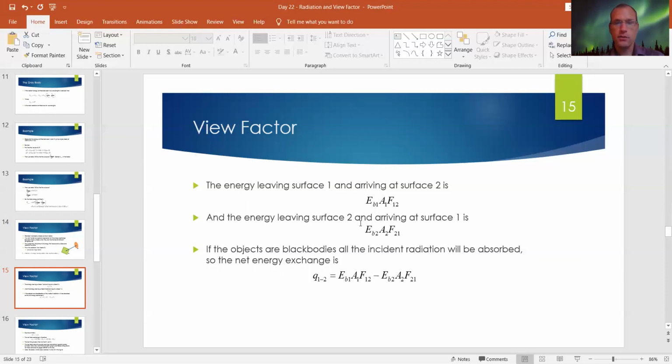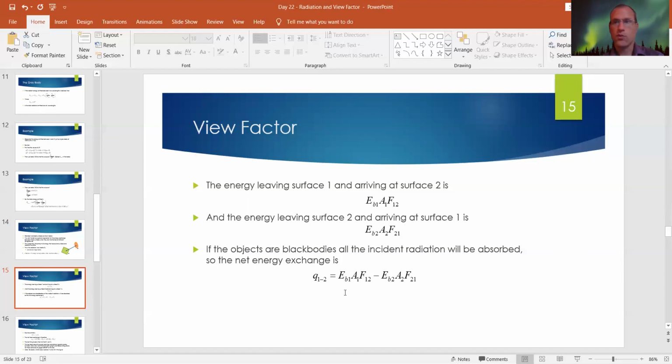I can do the same thing for object 2. I have EB2 times A2, that's the total energy, sigma T to the 4th times area, leaving object 2. And then F21, how much energy leaves surface 2 and hits surface 1. So be careful with these, F12, F21, not necessarily the same thing. If both objects are black bodies, all the incident radiation will be absorbed. So net energy exchange, sigma T1 to the 4th A1 F12, minus sigma T2 to the 4th A2 F21, is my total energy exchange between objects 1 and 2.